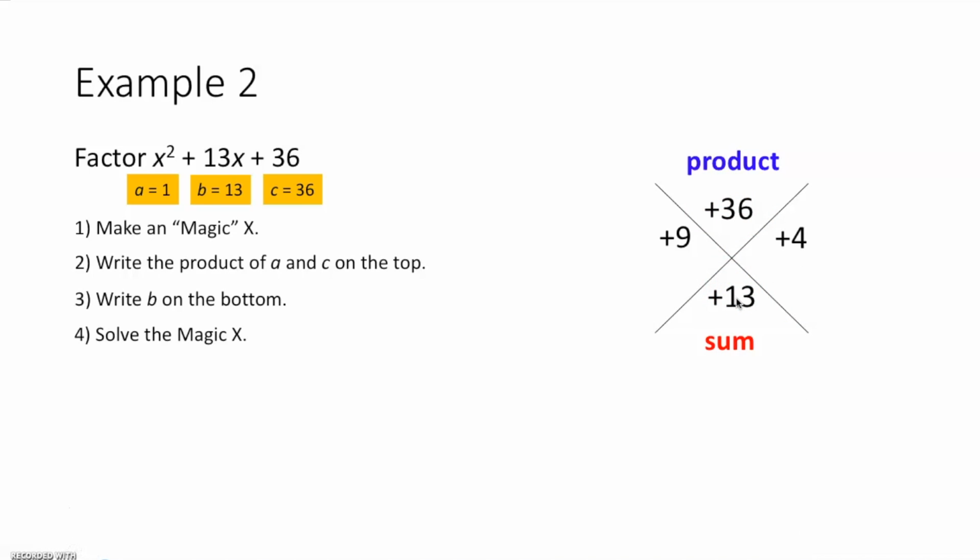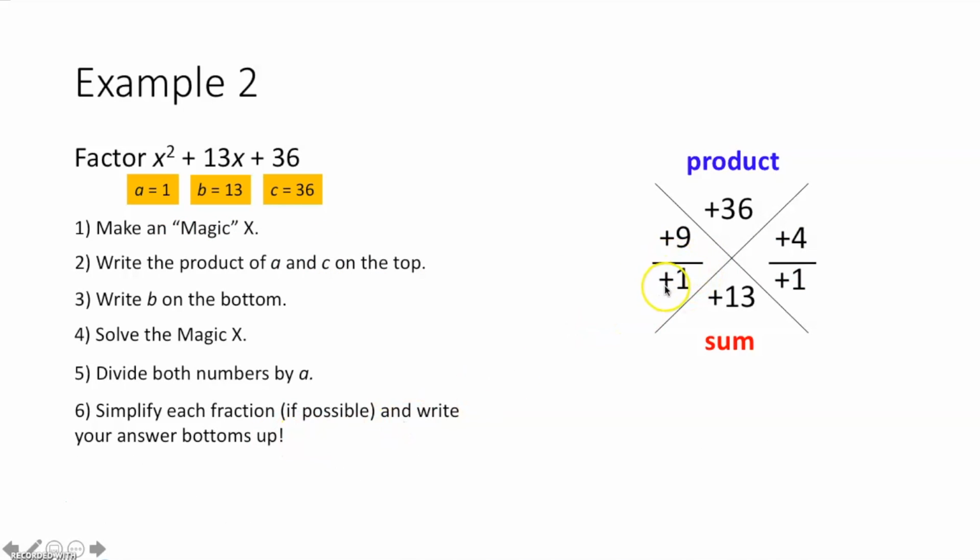Now what we can do is divide by our a value. What's our a value? It's 1. Now that we do this, we simplify if we can. 9 divided by 1? No, there's no way to simplify this. It's just 9 and 4, right? But we want to leave it as a fraction, and I'll show you why. We're going to write our answer going bottoms up. So we go 1x plus 9 in the first set of parentheses. In the other set of parentheses, we go 1x plus 4. Now again, if it's 1x, you don't have to write the 1. It's just x.